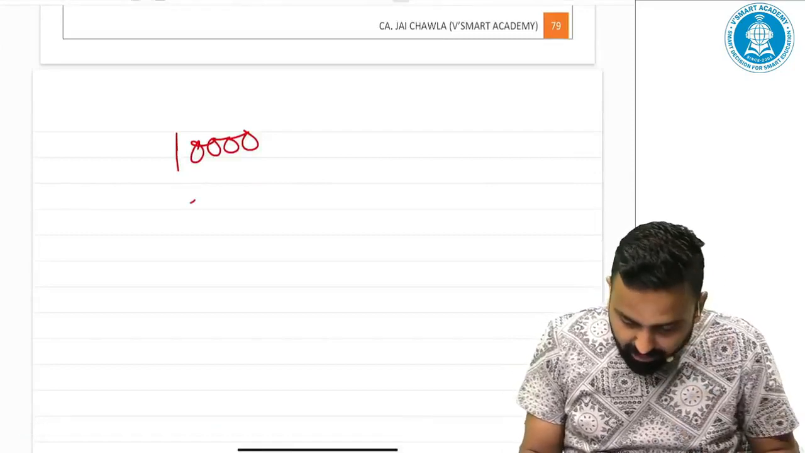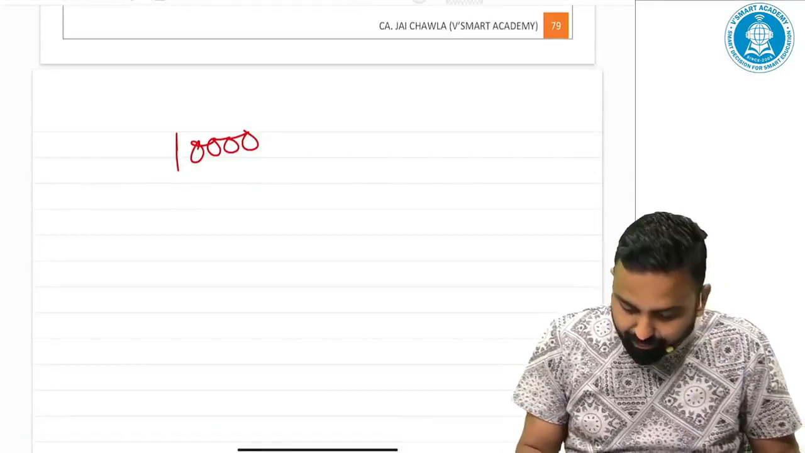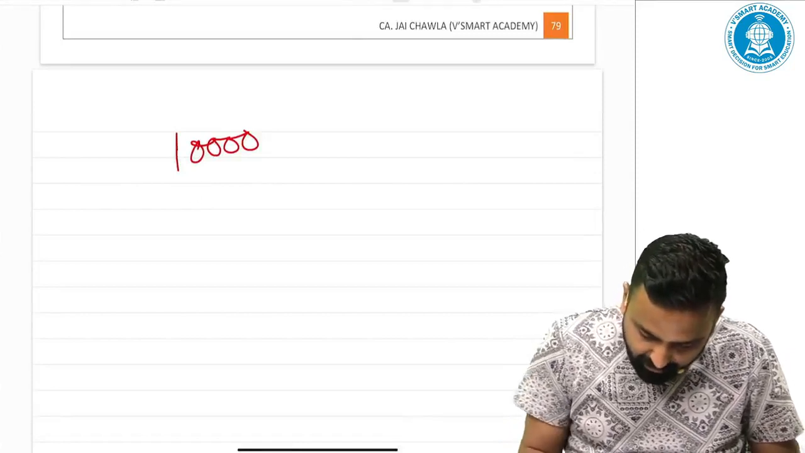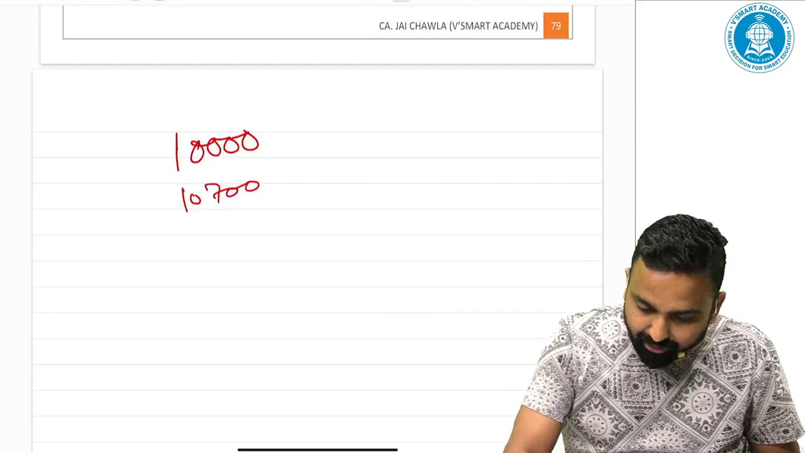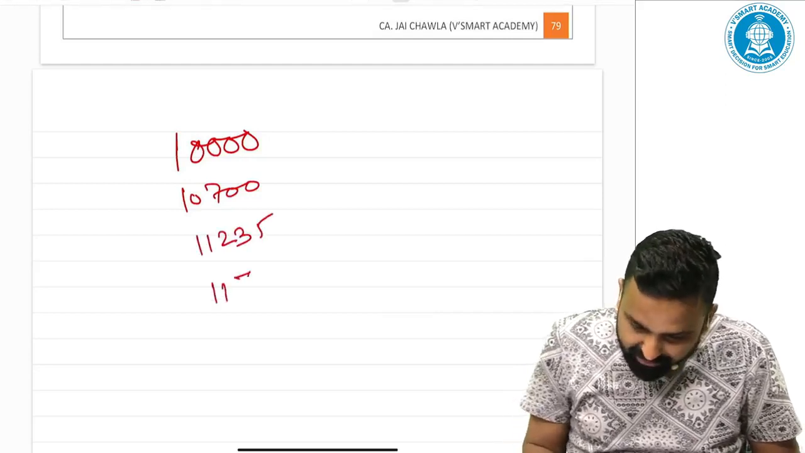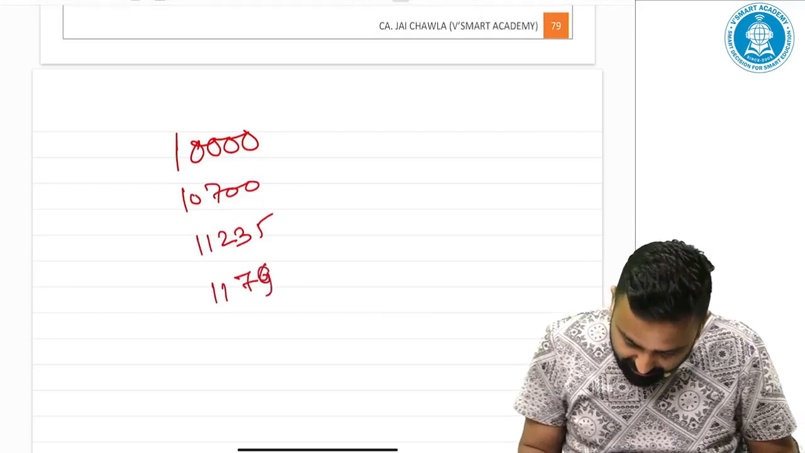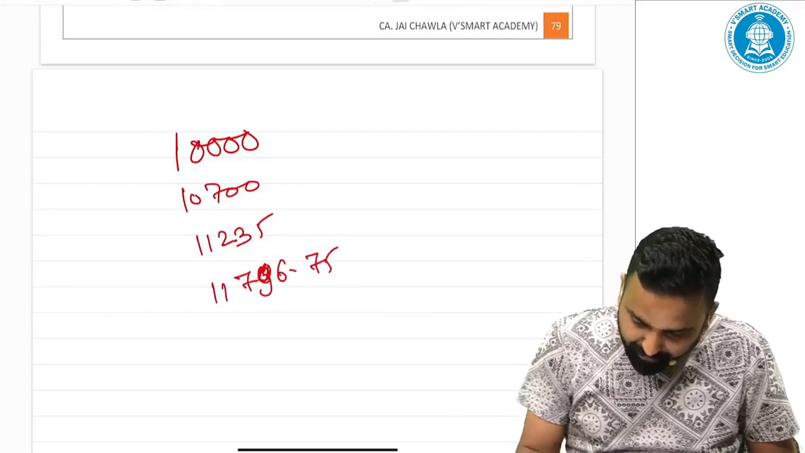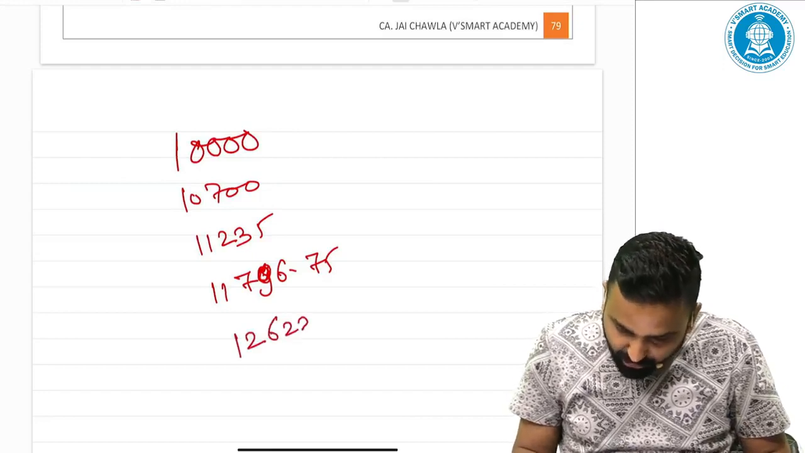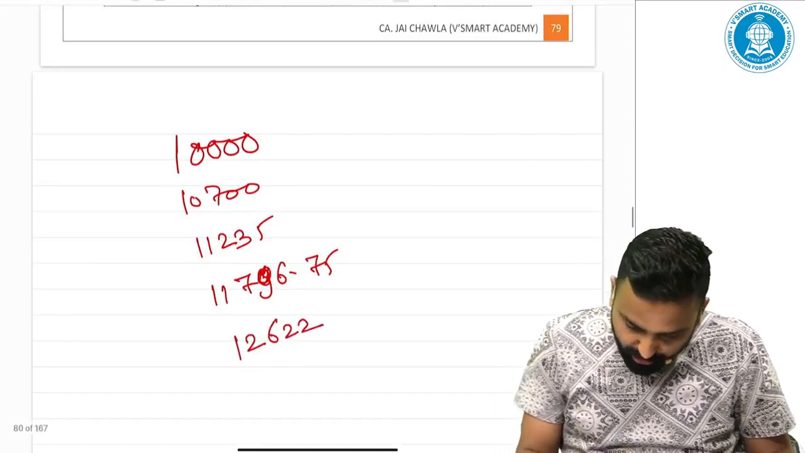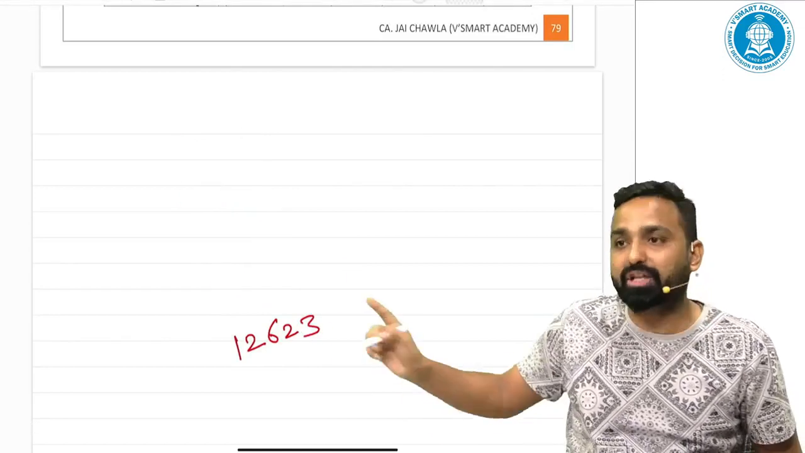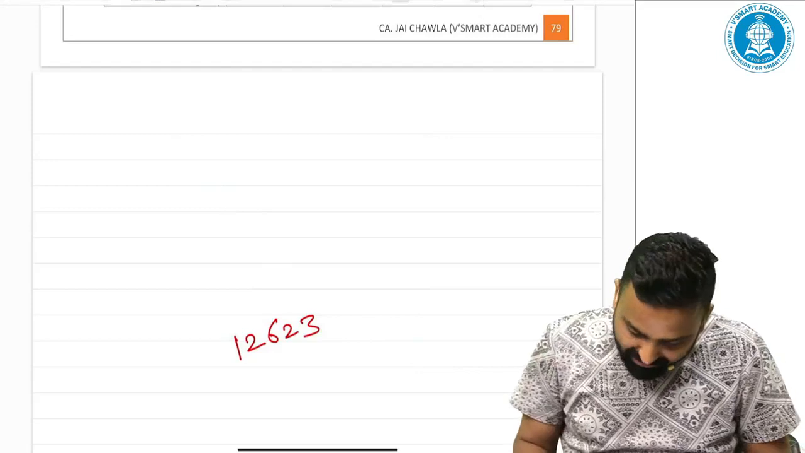The salary is 10,000 in the first year. The second year, it would be 10,000 plus 7%, that means 10,700. The third year would be 11,235. Then 11,796.75. Plus 7%, and then the final salary will be 12,622 or 623. So this is the final salary. Technically, after all increments, this will be the final salary.